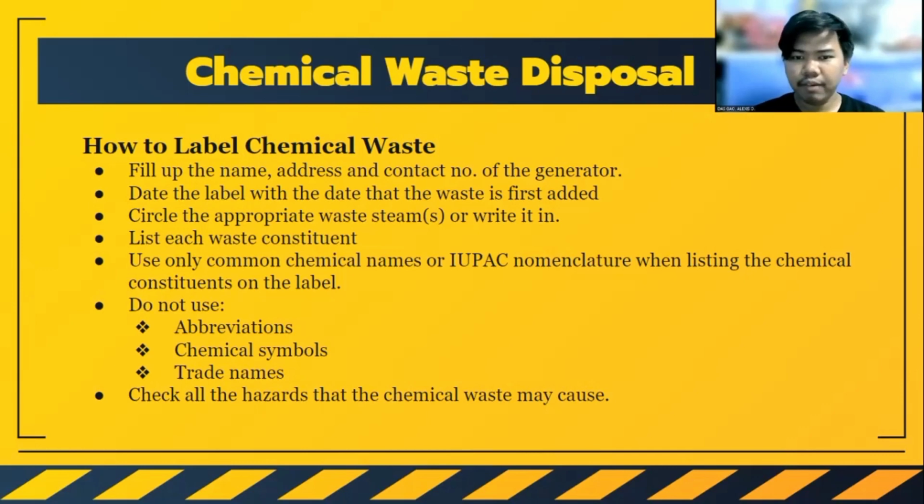Down to 1%, heavy metals must be listed down to the parts per million range. Label contents must add up to 100%. Volumes are acceptable. Use only common chemical names or IUPAC nomenclature when listing the chemical constituents on the label. Do not use abbreviations, chemical symbols, or trade names. And next is check all the hazards that the chemical waste may cause.